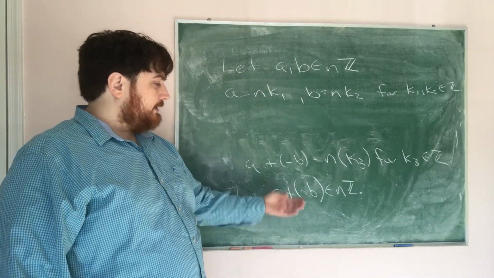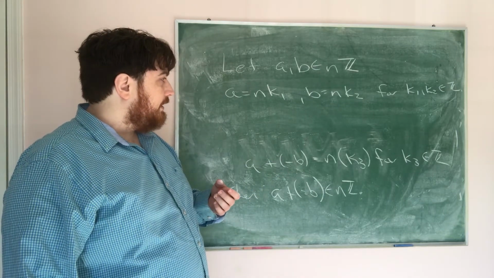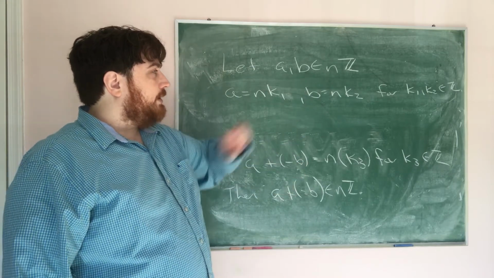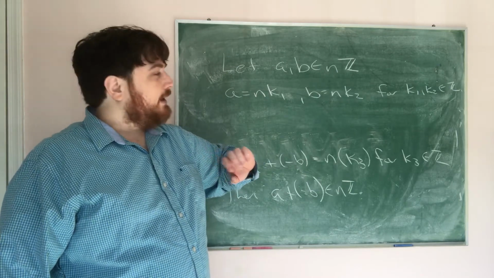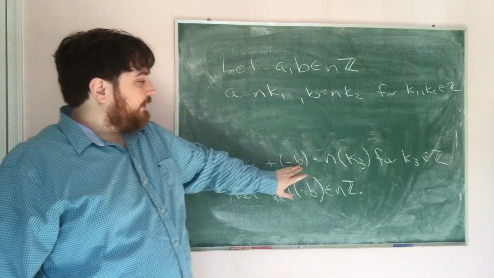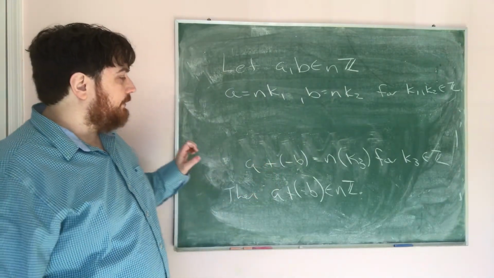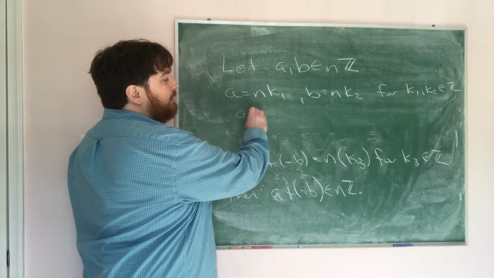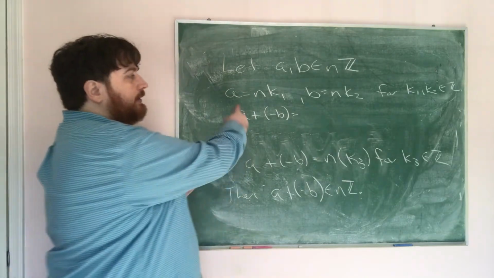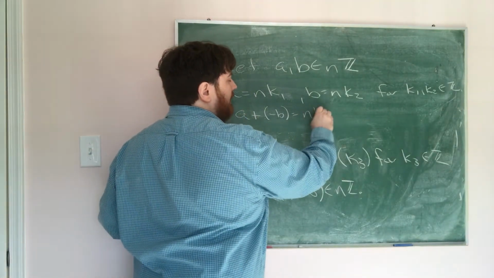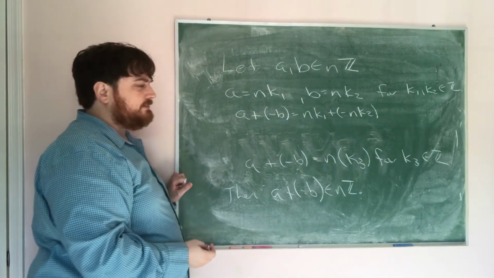So this leads to this. This is equivalent to this. So I need to close in the middle. Well, what I do know is that negative b in the set of integers is just negative 1 times the number itself. So if b is nk2, then negative b should just be negative nk2. I already know a is nk1. So I'm going to start off with a plus negative b, and rewrite these using the definition of a and b, which gives nk1 plus negative nk2.